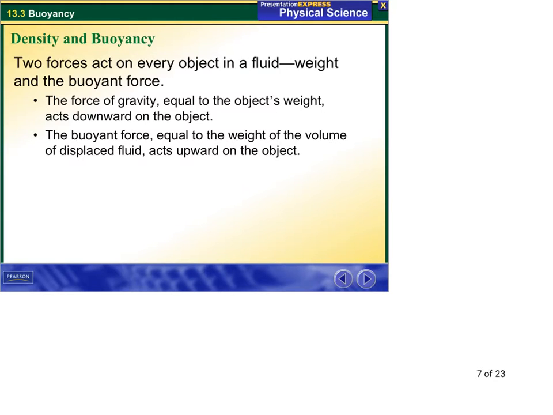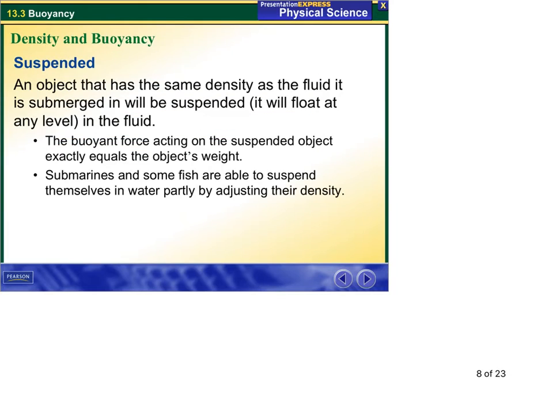So we have two forces acting on every object in a fluid: weight and the buoyant force. The force of gravity, equal to the object's weight, acts downward. The buoyant force acts upward.